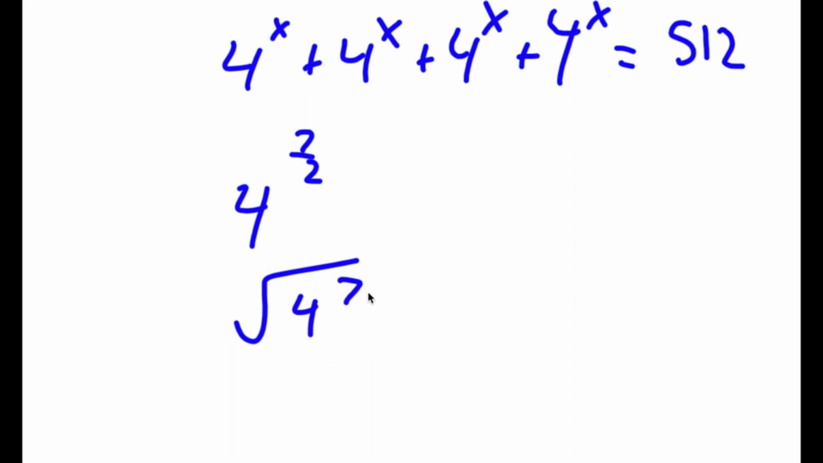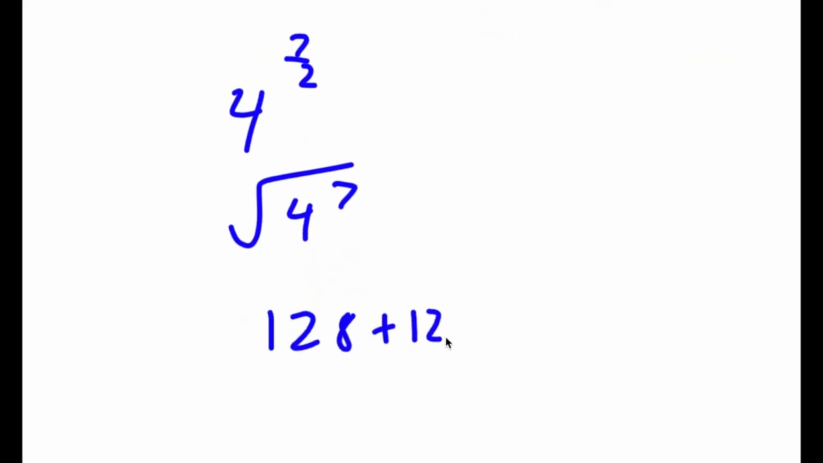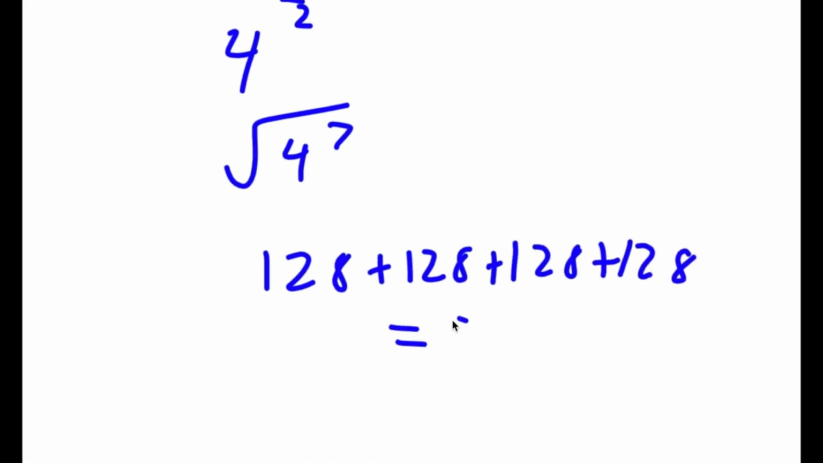So if I plug this into a calculator, I get that the square root of 4 to the power of 7 is 128. So I have 128 plus 128 plus 128 plus 128, which is equal to 512. So this is right.